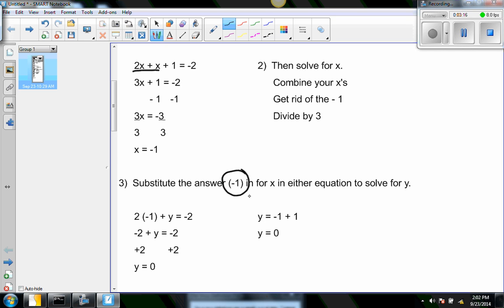My other equation said y equals x plus 1. And so wherever the x is, I'm going to plug in the negative 1. So y equals negative 1 plus 1. Well, what is negative 1 plus 1? It is 0. So do you see right here that I got the same answer for y on both equations?